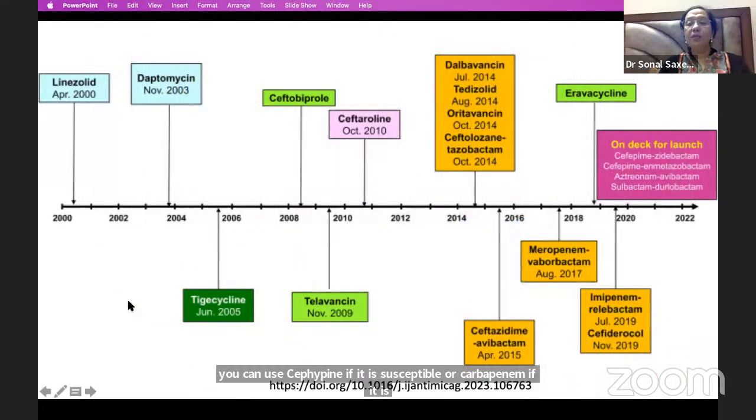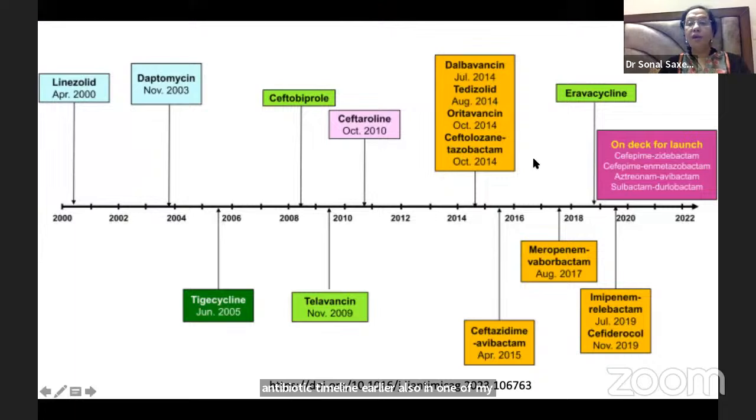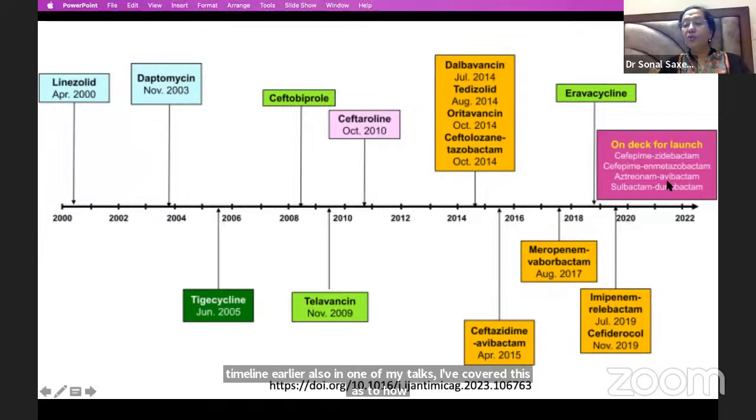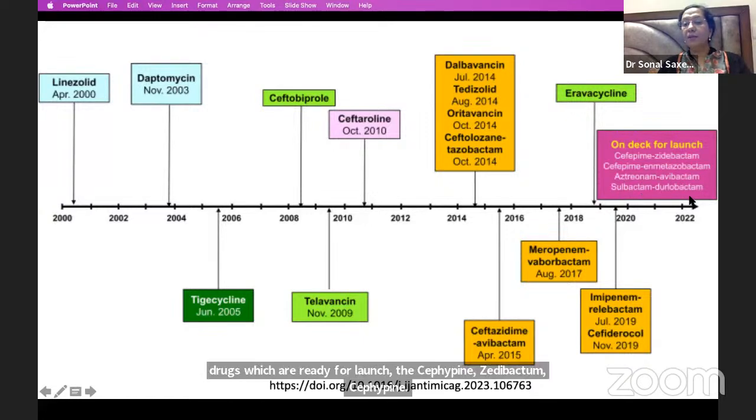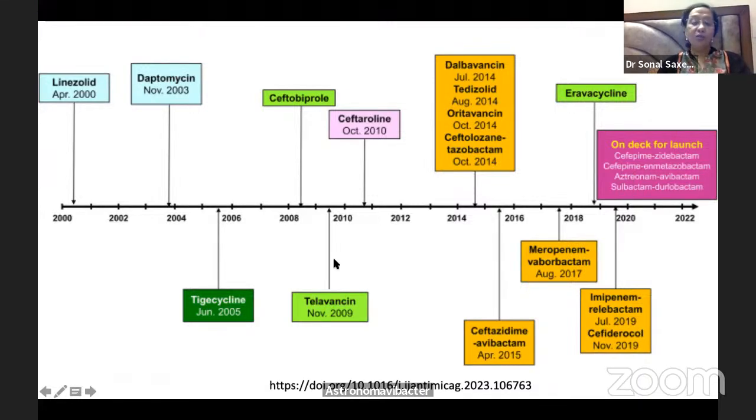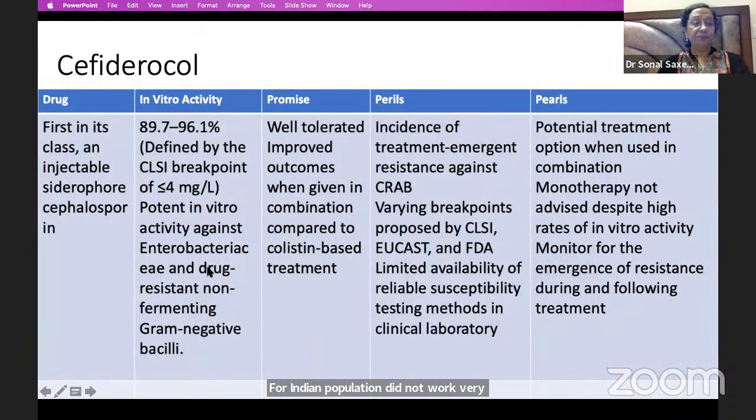So we all know about this antibiotic timeline. Earlier also in one of my talks I've covered how we are moving forward and what the new drugs are which are ready for launch: cefepime-zidebactam, cefepime-enmetazobactam, aztreonam-avibactam, sulbactam-durlobactam. Now, this aztreonam-avibactam, personally, I believe, is going to be a game changer. And why, let's see, especially for India, because ceftazidime-avibactam for the Indian population did not work very well, and we all know the reason for it.